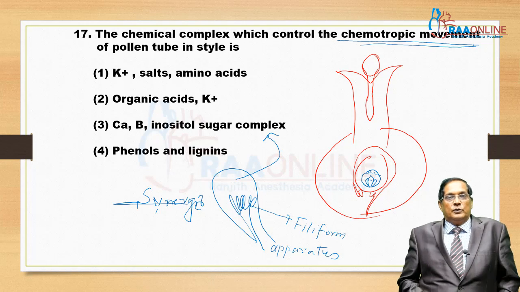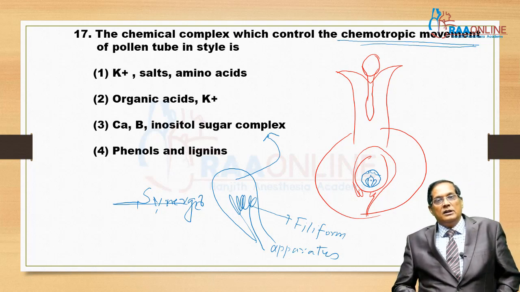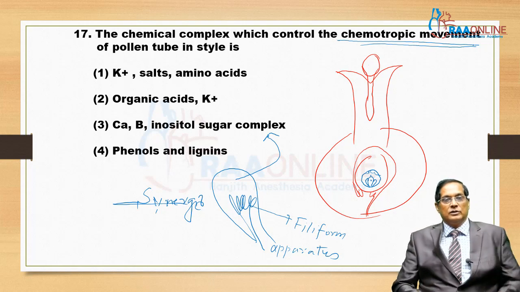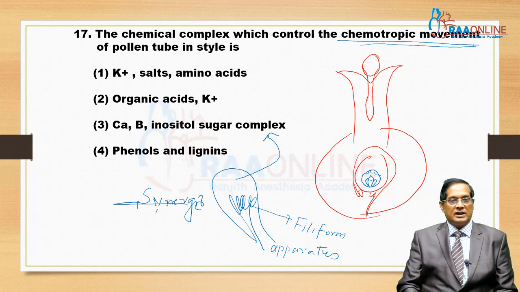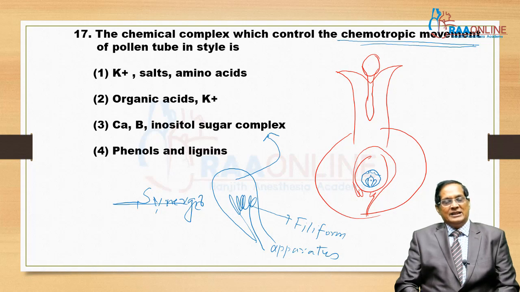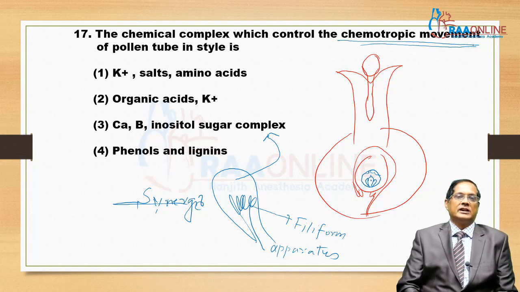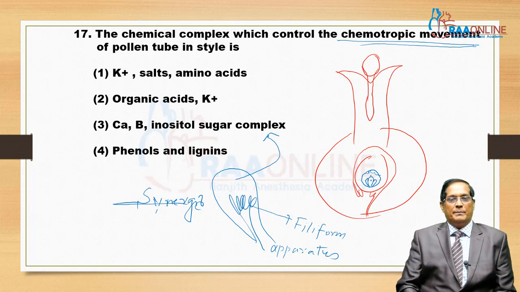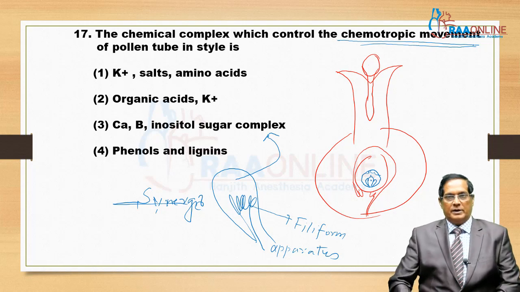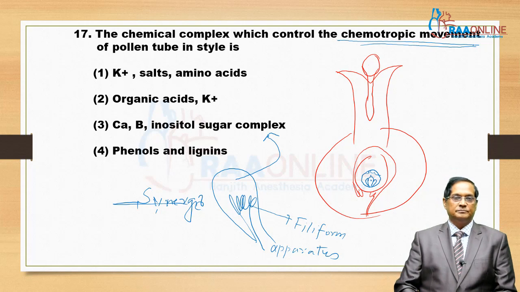What is shown by the pollen tube? Chemical induced movement of growth, and those chemicals are the calcium, boron, inositol complex. Chemotropically active substances are secreted by the filiform apparatus of the synergid.